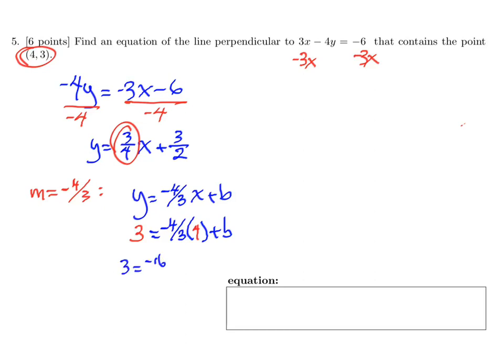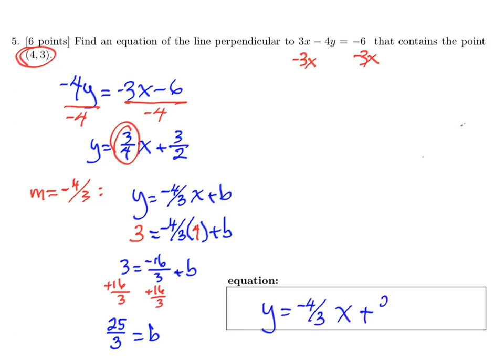So I get 3 is equal to negative 16/3 plus b, adding 16/3 to both sides. 3 is really 9 over 3, so 9 over 3 plus 16 over 3 is 25 over 3. So I get b is equal to 25 over 3, and now my equation is just y equals negative 4/3 x plus 25/3.